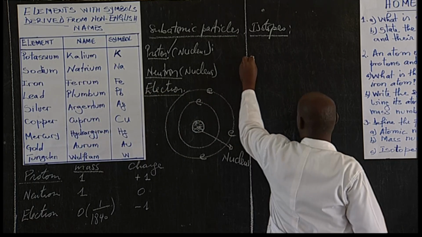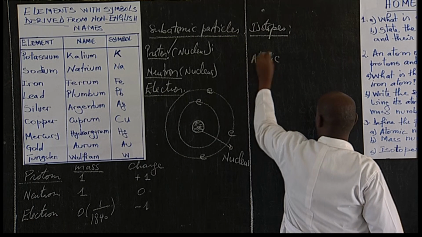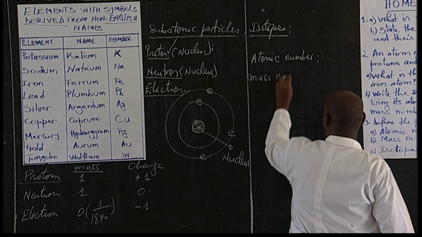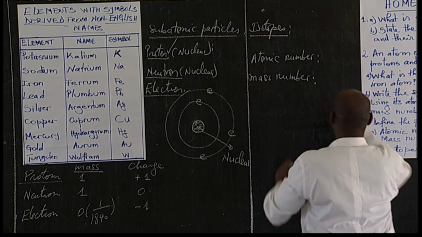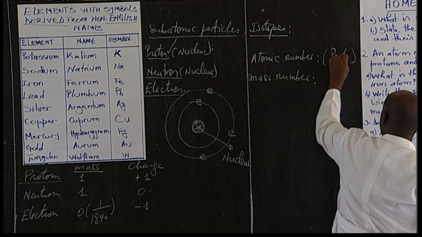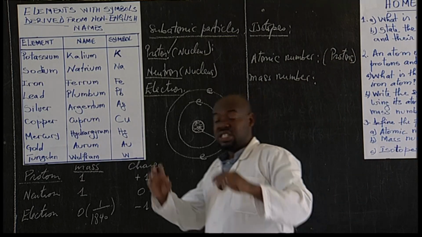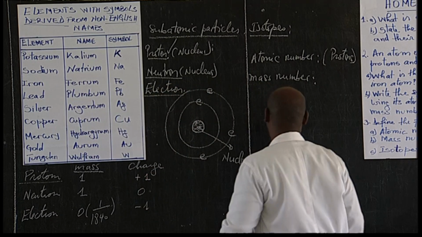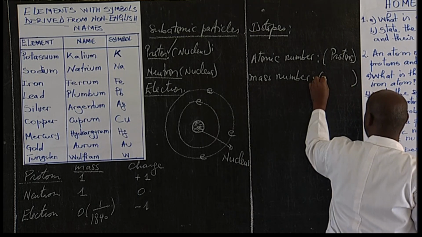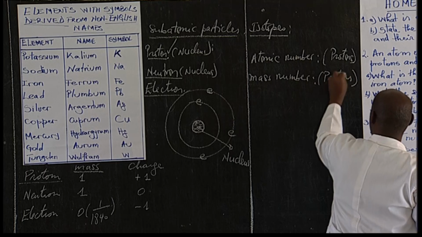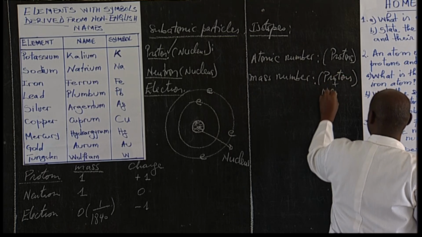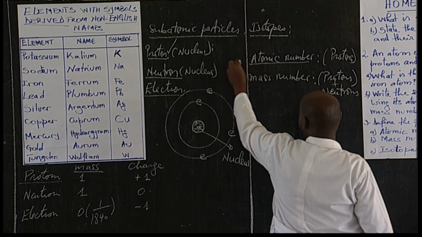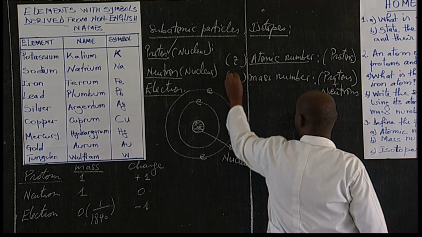We will define what isotopes are, but before we define the isotopes, let me tell you what we mean by atomic number and mass number. The atomic number is the number of protons, which is very important because it represents a given element or atom. And the mass number is the number of protons plus the number of neutrons. The atomic number is symbolized by Z and the mass number by A.